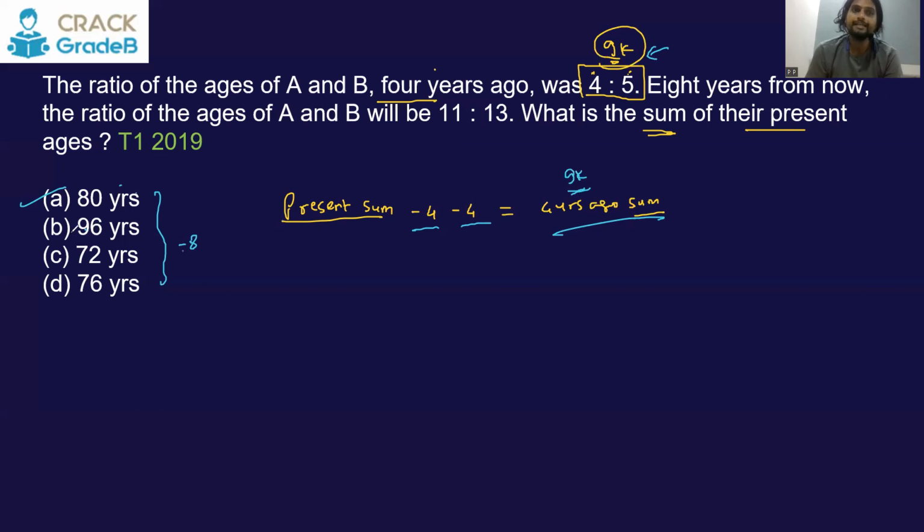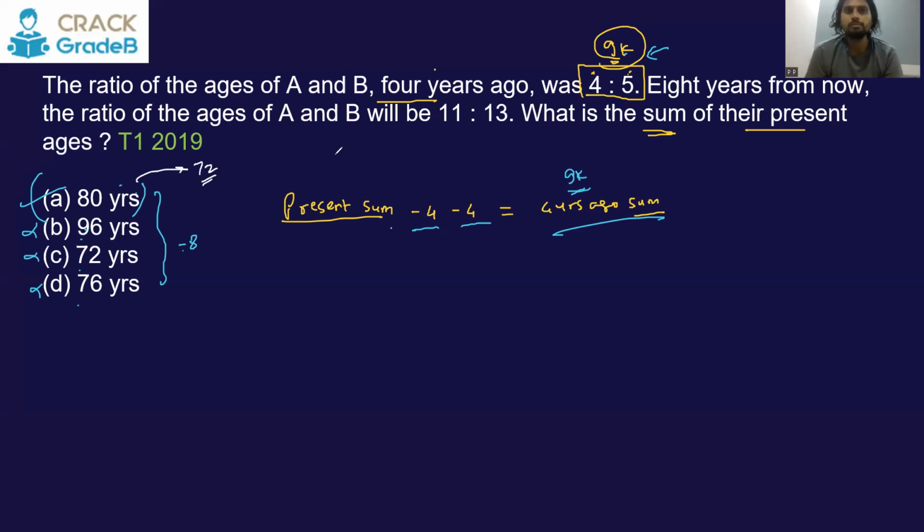96 minus 8 is 88, which is not a multiple of 9. So this cannot be their present sum. 72 minus 8 is 64. That also cannot be the sum because it is not a multiple of 9. 76 minus 8 is 68. That again is not a multiple of 9. So it can't be the answer. This has to be the answer because if the present sum is 80, that means the sum 4 years ago was 72, which is a multiple of 9.